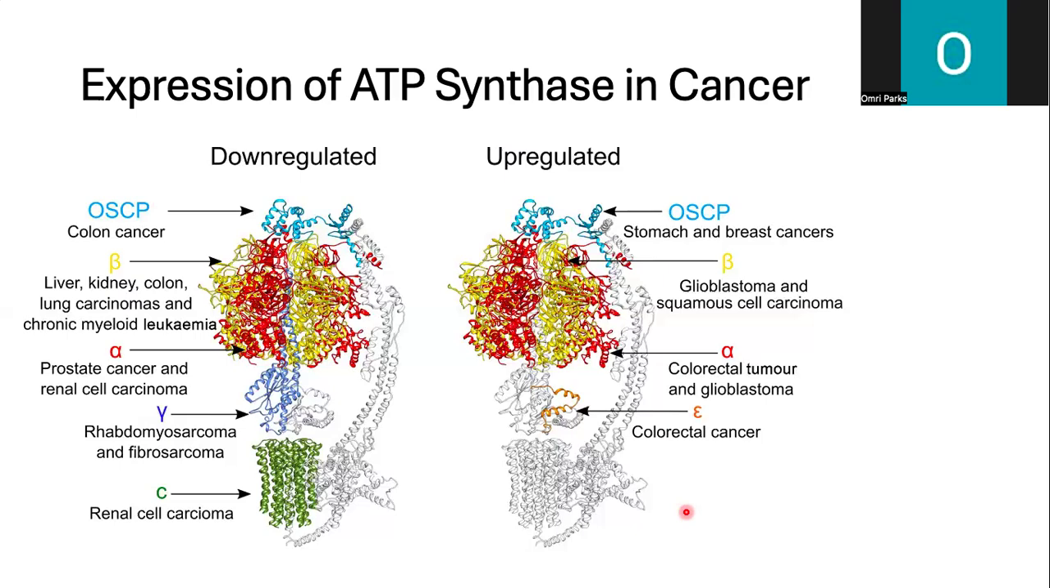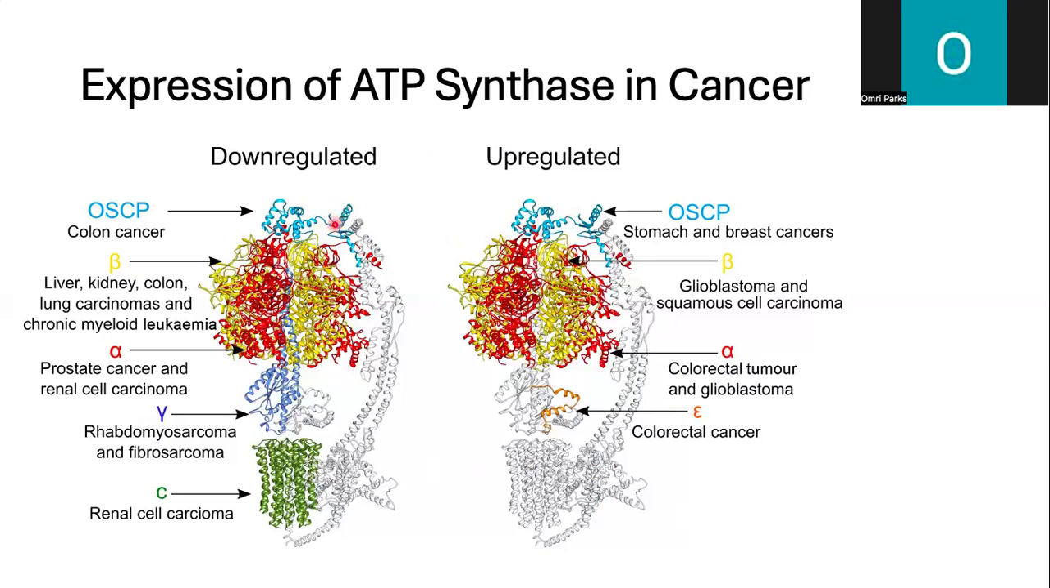Also seen here, sorry, decreased levels of ATP synthase can lead to decreased oxidative phosphorylation and a complementary increase in glycolytic activity. So this would be the downregulation of ATP synthase, and this would be the upregulation of ATP synthase.